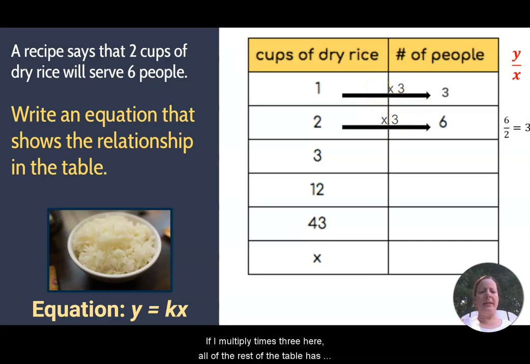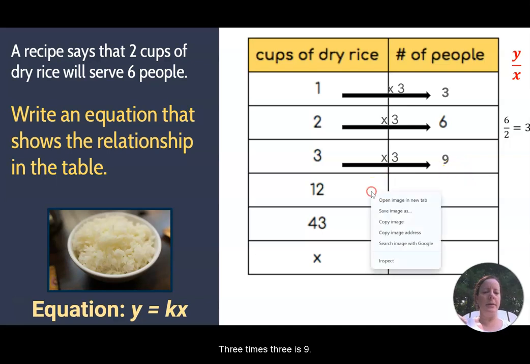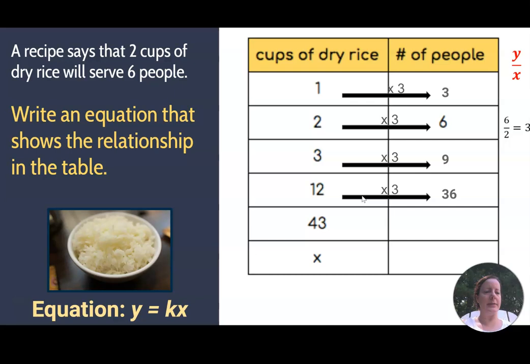If I multiply times 3 here, all of the rest of the table has values in the x column. So let's just do times 3 for all of them. 3 times 3 is 9. 12 times 3 is 36. 43 times 3 is 129. So what's x times 3? That's right, it's 3x.